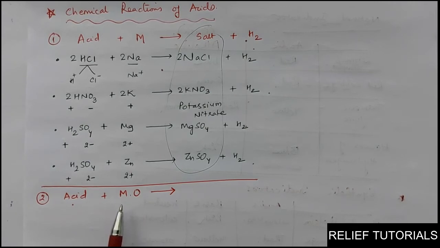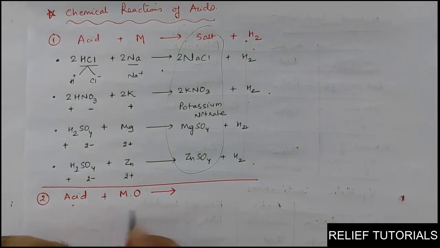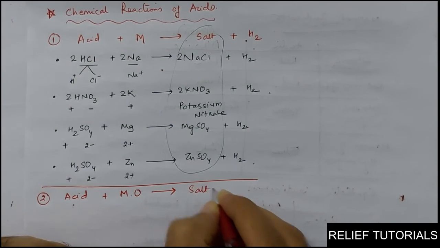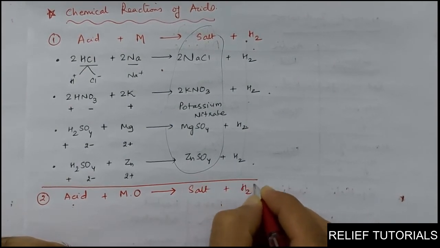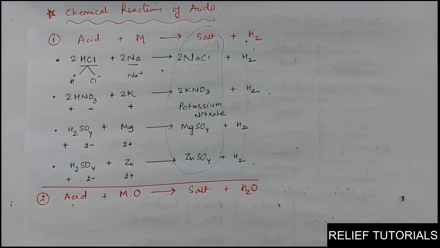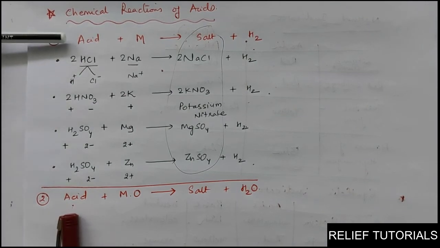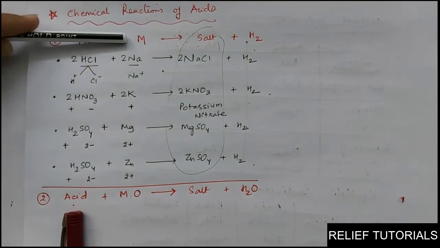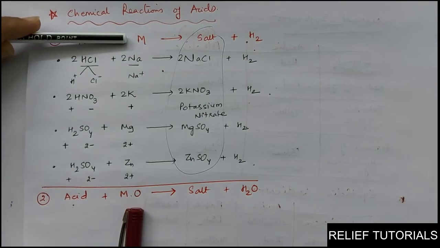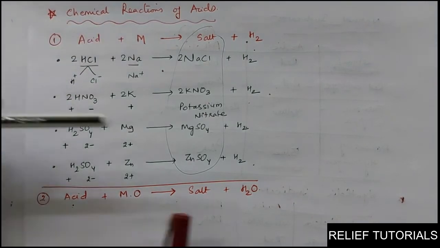An acidic substance reacts with a basic substance, so it's one type of neutralization reaction. When acid reacts with metallic oxide, it forms salt and water. What is the difference in these two? Acid reacts with metal, and here is metallic oxide. So this oxygen reacts with the hydrogen of the acid and forms water.